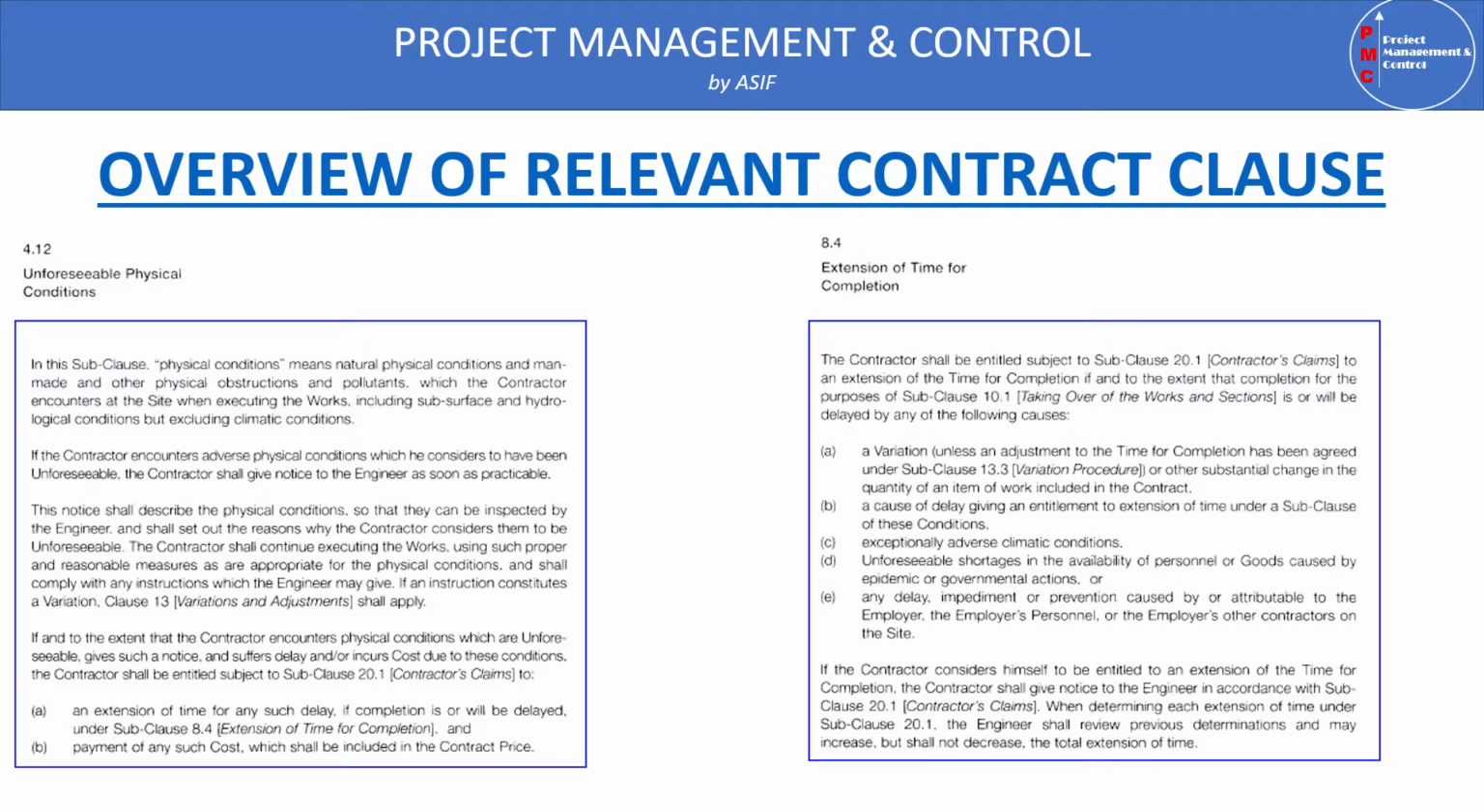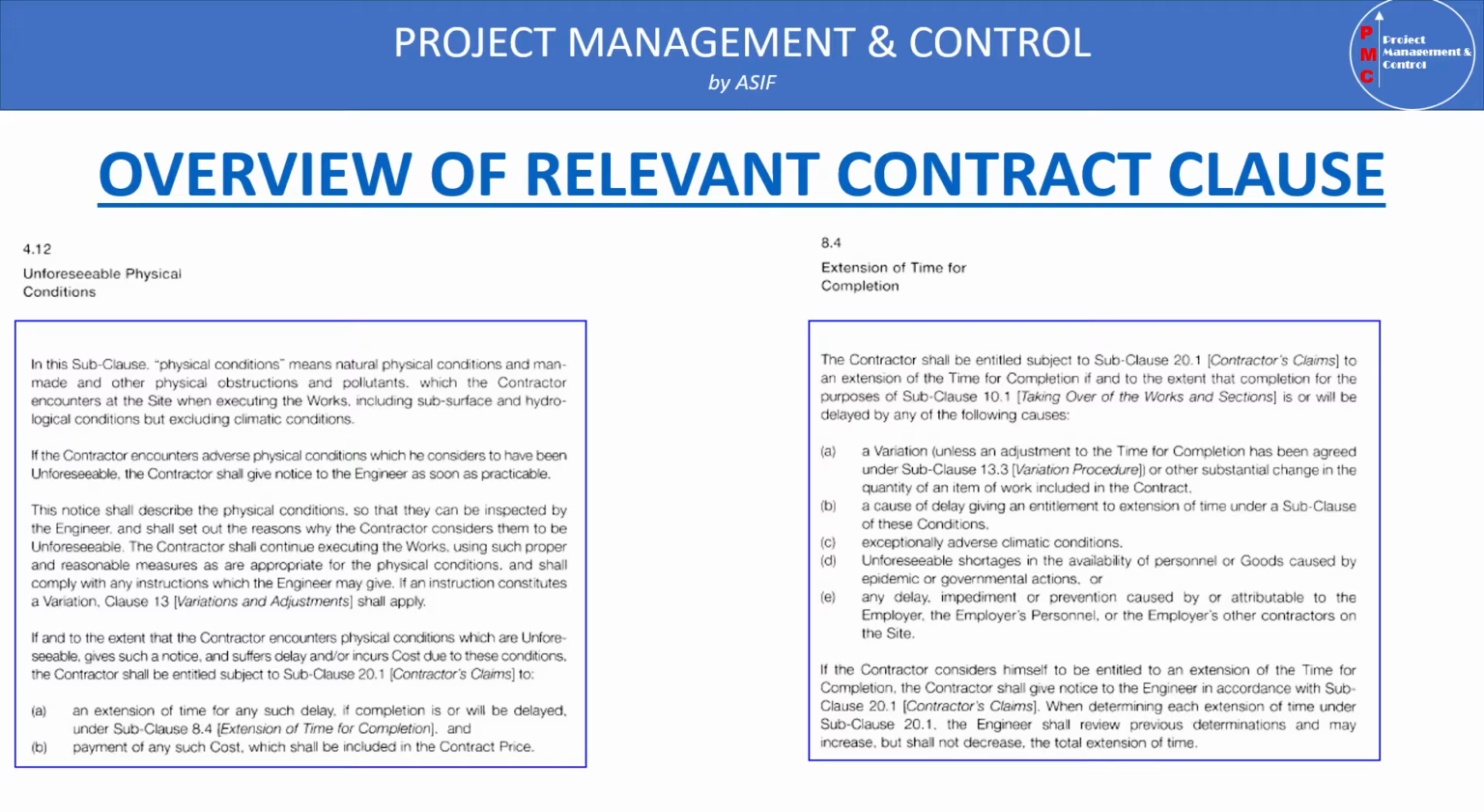Subclause 2.1, right of access to the site. Subclause 3.3, instruction to engineer. Subclause 4.7, setting out. 4.12 for unforeseeable physical conditions. Subclause 8.5, delay caused by authorities, or any other delay event. The other clause is 8.4C, exceptionally adverse climatic conditions. 8.4D is unforeseeable shortage in availability of personnel or goods caused by epidemic or governmental actions.